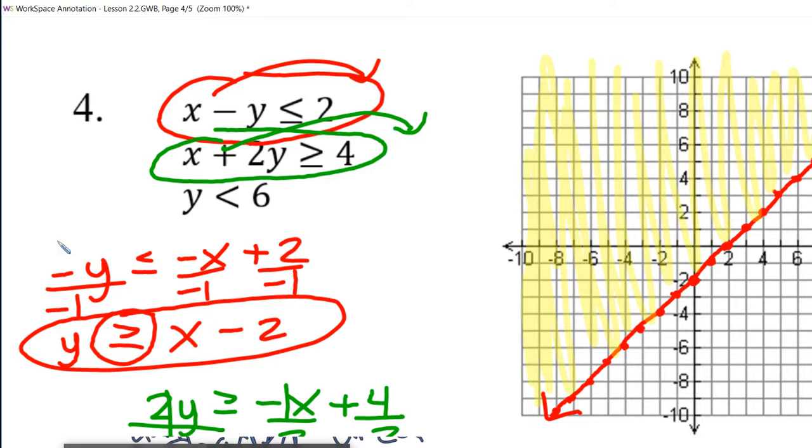Now, when I'm graphing this one, what's the y-intercept? 2. If my slope is negative, do I go up or down? So we need to go down 1, right 2, down 1, right 2. And what's the opposite of down 1, right 2? Up 1, left 2, up 1, left 2.